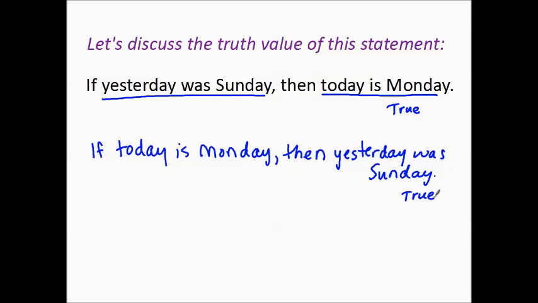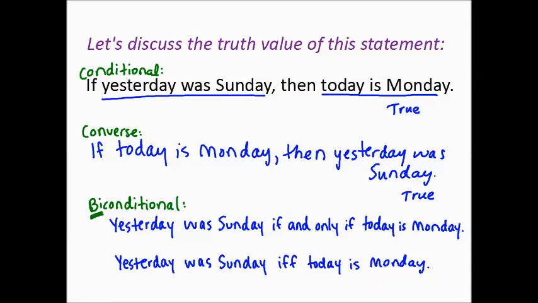When a statement is true forwards and backwards, the conditional and the converse are true, then a faster way to write it is the biconditional. Bi, a prefix meaning two. It works two ways. So we say yesterday was Sunday if and only if today is Monday.